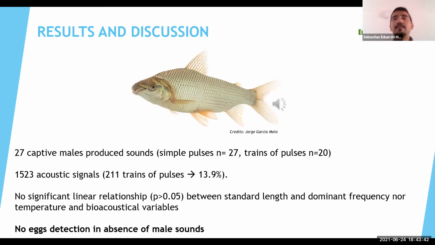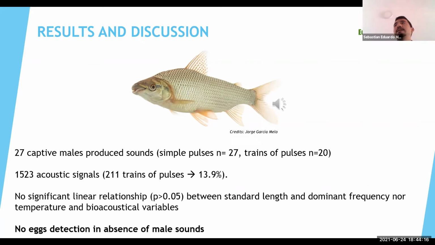This is a very simple call, and in this case it's a train of pulses. In total, 27 captive male produce sounds, and 20 of them produce train of pulses. In total, we recorded 1,523 acoustic signals, and 211 were train of pulses.